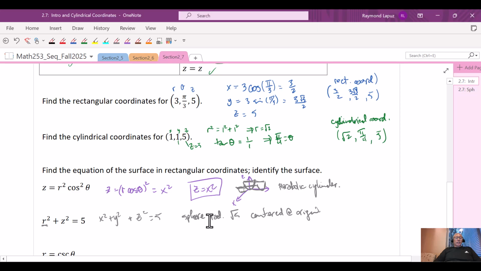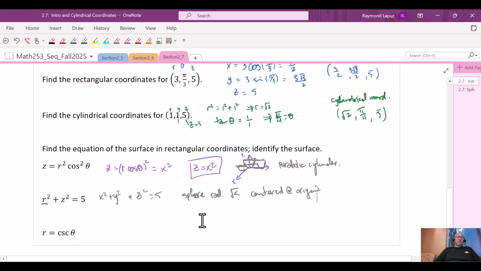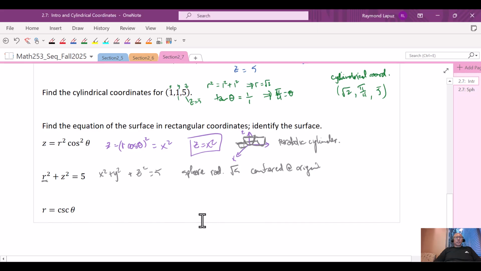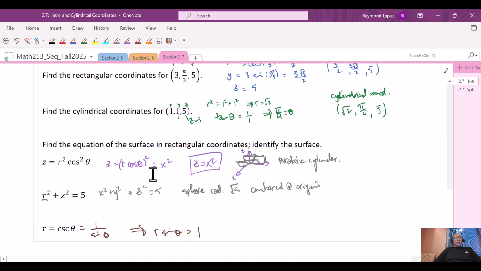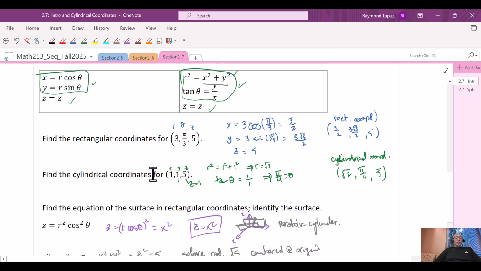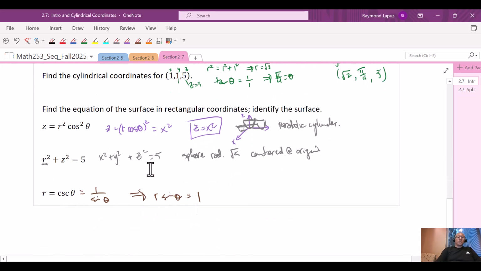All right, let's take a look at the last one. The last one is r cosecant theta equals 1. I think it's hard to deal with cosecants and secants and stuff like that, so it's better if we're dealing with sines and cosines. So if we remember, cosecant is 1 over sine theta, and let's bring that over to the other side. So that'll be r times sine theta is equal to 1. R times sine theta is y. So that's just y equals 1.